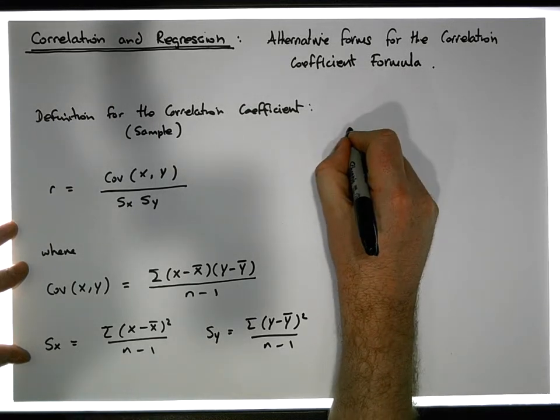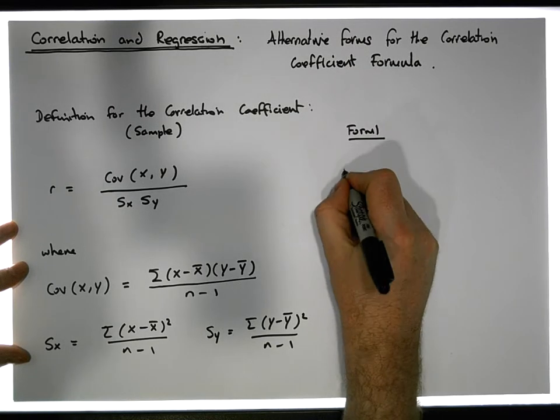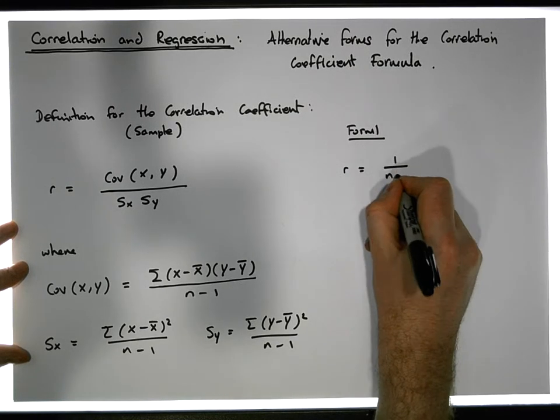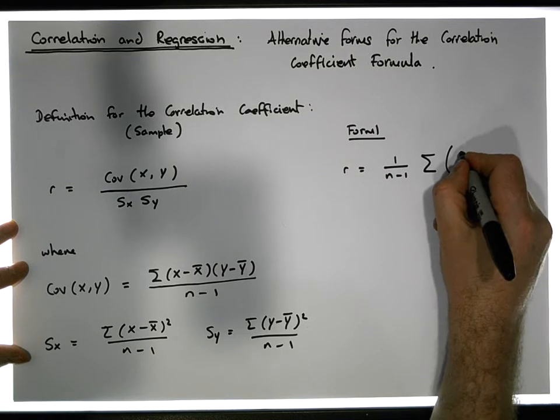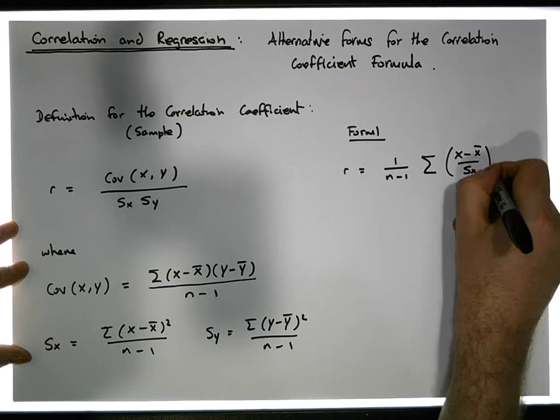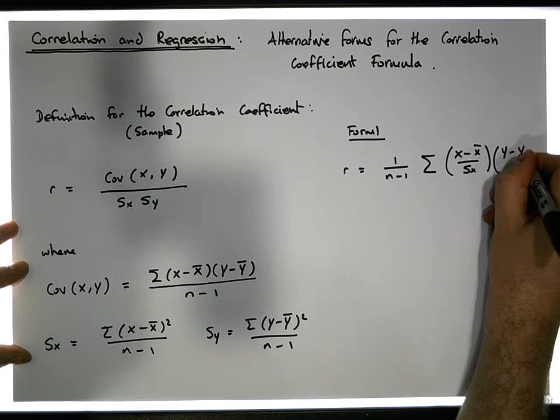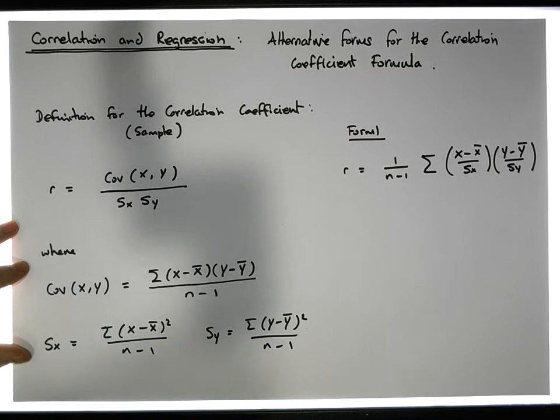Let's say form 1. Form 1 looks something like this: r is equal to 1 over n minus 1 times the sum of (x minus x bar) relative to the standard deviation of x, times (y minus y bar) relative to the standard deviation of y. That's one form of the formula.